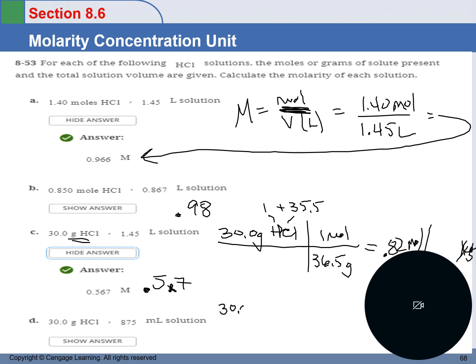30 grams of HCl. 1 mole is equal to 36.5 roughly. That's going to give you 0.82 moles again. And then we can divide that by 0.875. And I'll do that real quick. I get 0.94 if we round up a little bit.